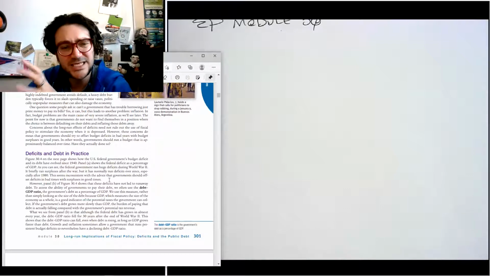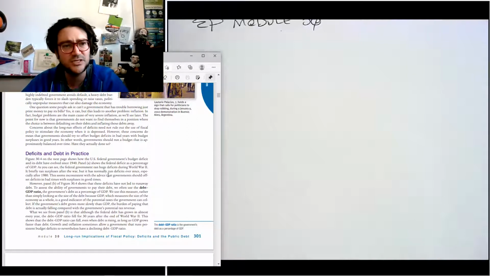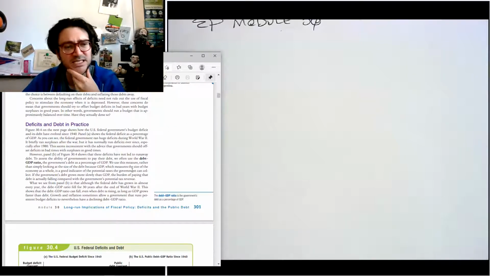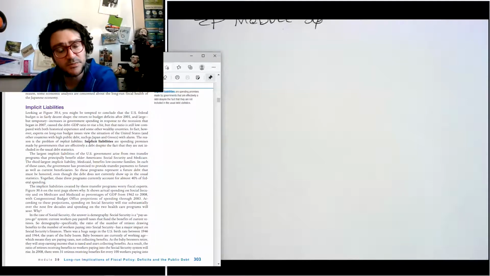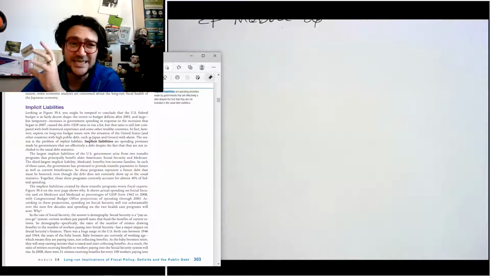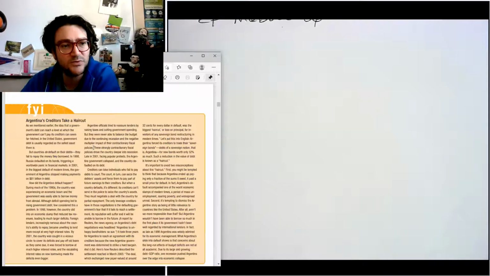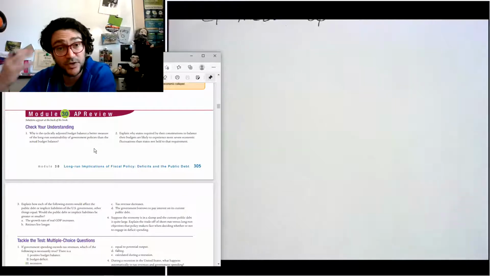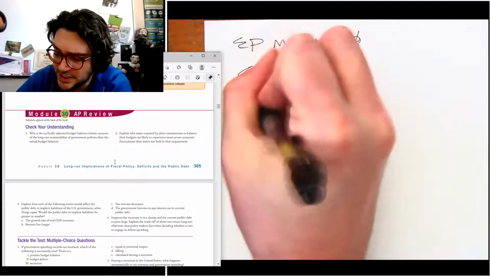A lot of the AP test doesn't focus on that. There are some implications specific to econ, but it doesn't spend an enormous amount of time in that section. There's also this stuff about implicit liabilities. Again, not as important for the AP test, but still useful information to think about in policy. So let's get started. Check your understanding number one.